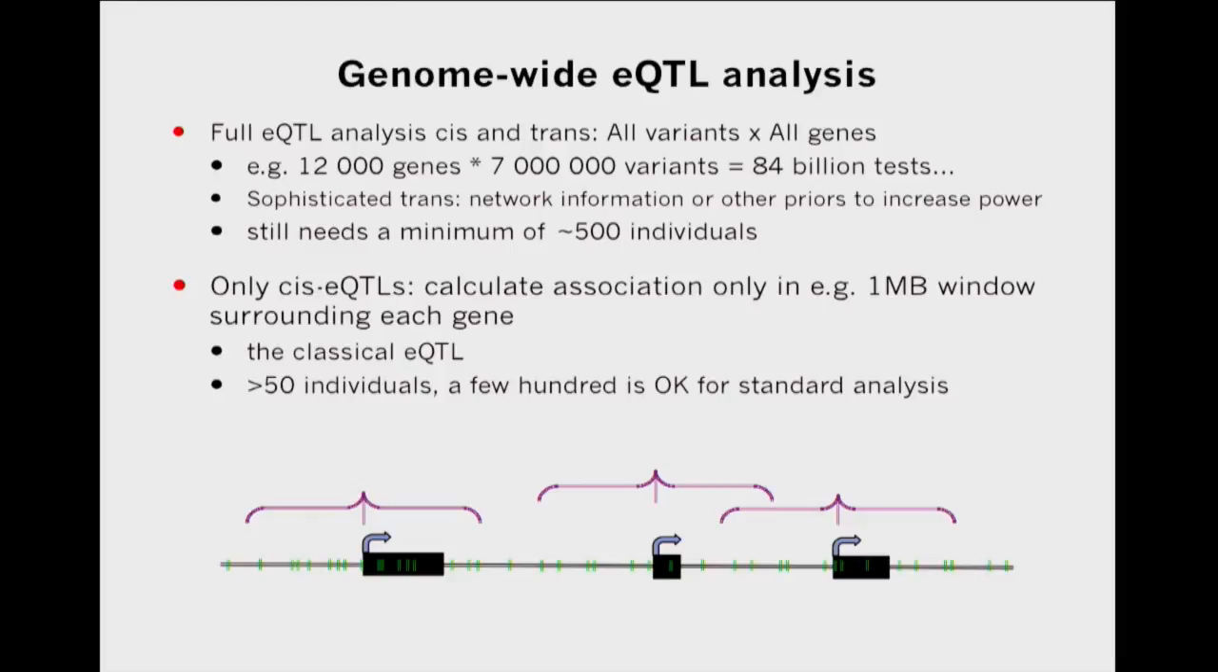The more common type of analysis that I have been doing in most of my studies is to focus on cis-eQTLs, the proximal ones. In that kind of study, we take all the genes that are expressed in our sample, and then we look at, most typically, a 1 megabase window around the transcription start site of that gene. That is basically the cis regulatory region of the gene. It should include most of the enhancers.